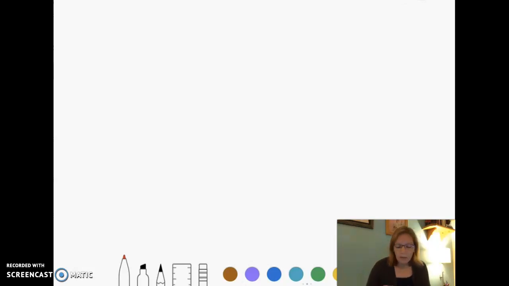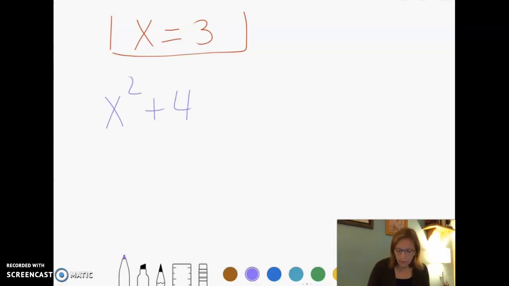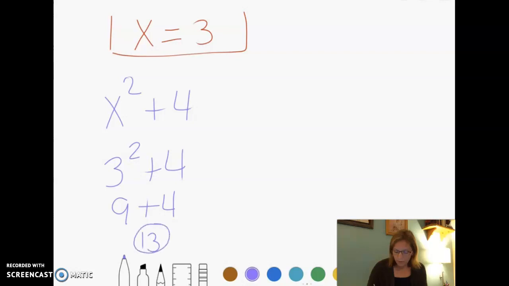So the next section tells me that a certain variable, we'll say x, is equal to a certain number. Okay? And then I'm going to use that information to plug into some problems and solve. So they might give me a problem like x squared plus 4. So I'm going to plug that 3 in for x. And then I'm going to use order of operations to solve, which says I need to do my exponents first. 3 squared is 9. Bring down the plus 4. 9 plus 4 is 13. Okay?